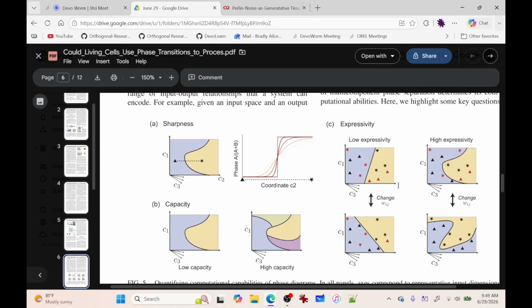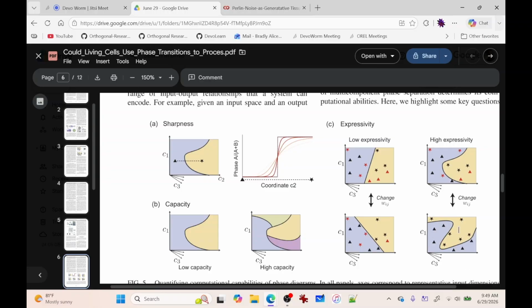So we talked about phase space and triggering these phase transitions. But what else can it do? Because we want to have a high degree of expressivity, and so we can do other things besides just pushing the cell into a different state. And so there's this low expressivity environment where you have a linear boundary between phases, and high expressivity where you have this curved boundary between phases.